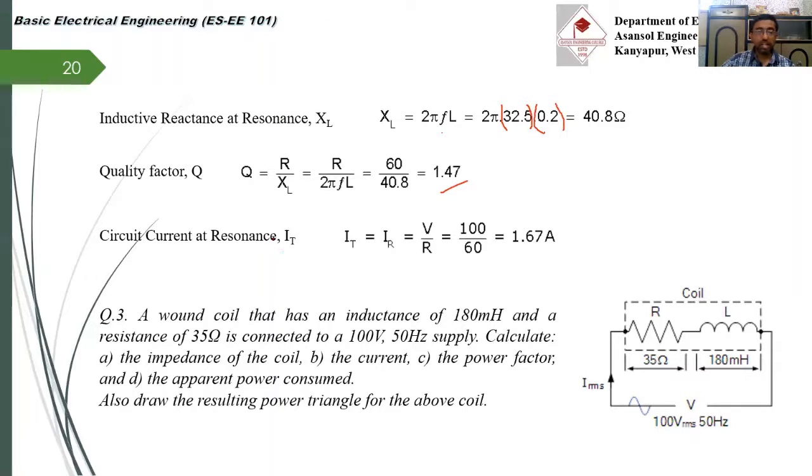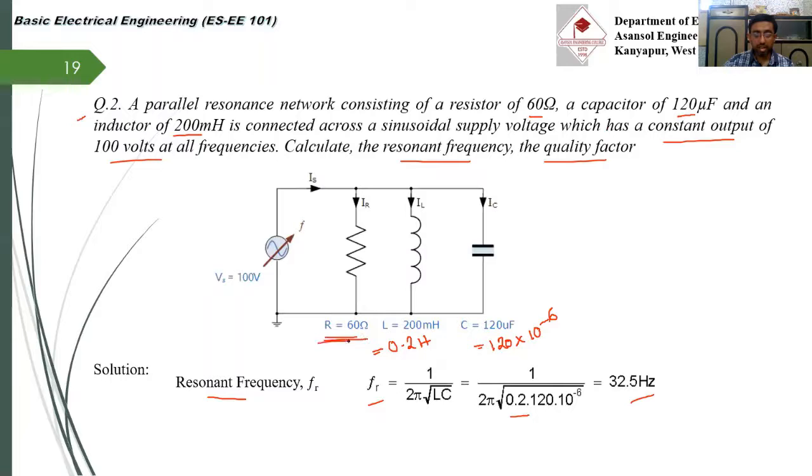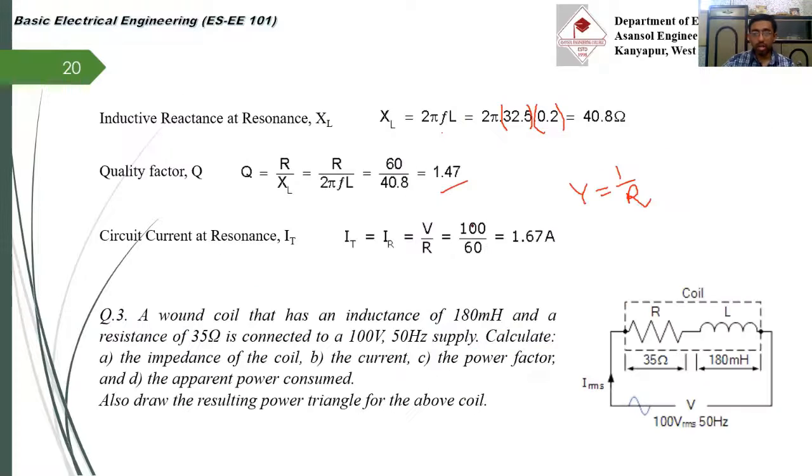Now, total circuit current at resonance will be equal to V by R, because the whole circuit becomes resistive in nature, because Y is equal to 1 by R only. Clear? So IT equals IR equals V by R, that means 100 by 60, because R value here is already given 60 ohm. So 100 by 60 means 1.67 ampere.